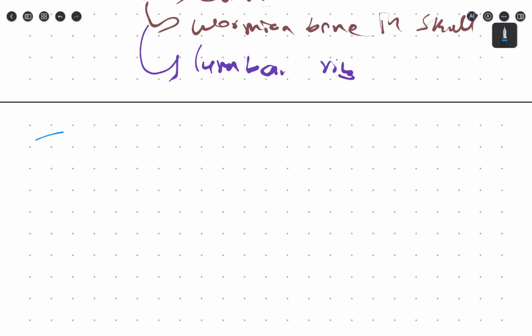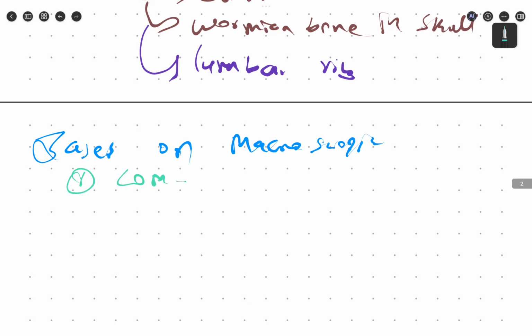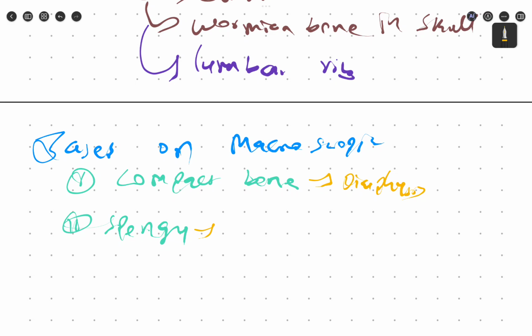Now, based on macroscopic structure, we have compact bone and spongy bone. These are generally parts. The compact portion is present toward the diaphysis, and the spongy is toward the epiphysis of a long bone. The spongy is red in color, and the diaphysis is generally yellow in color.